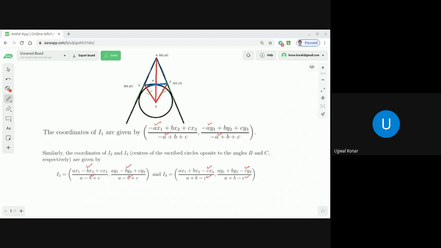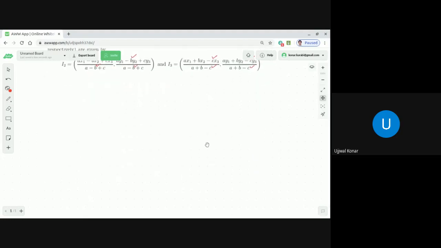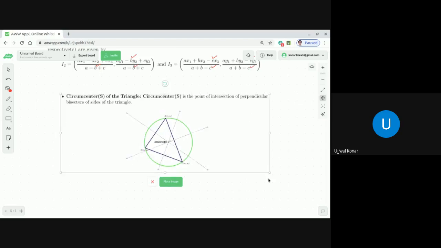Now the next point we are going to discuss is the circumcenter of the triangle. What is the circumcenter? Circumcenter is nothing but the point of intersection of the perpendicular bisectors of the sides of the triangle. Let's understand this by means of an illustrative example, so that it will be very well understood. After that I will make a quick recap of all these five different centers, and you will understand everything very clearly. Let me explain, dear students.